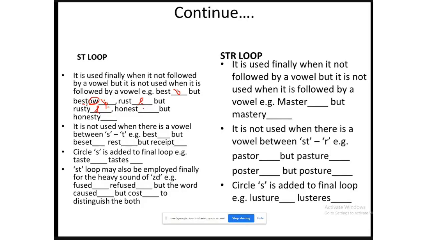Honest, H is silent. ST loop, honest, and honesty. This is the final vowel. It will be written above the line. In STR loop, it is used finally when it is not followed by a vowel, but it is not used when it is followed by a vowel. Same. In case of master, it's okay. But in case of mastery, it will be clear in the next chapter.